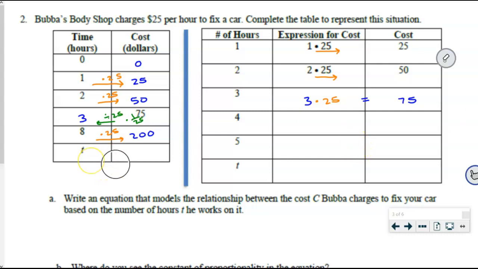What am I going to do with this t? Let's ignore it for a second. Let's come over here and fill in the rest of the table. We have a 4, but that 4 is going to be multiplied by 25 as we go forwards across the table. And 4 times 25 is 100. The 5 is going to be multiplied by 25. And 5 multiplied by 25 is equal to 125.